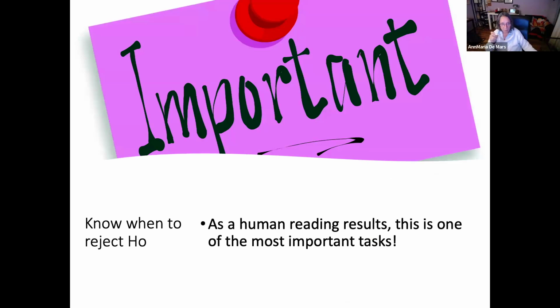Now, as a human, reading results, a lot of things can be done by a computer these days. We will look later at how to do, say, a t-test using Excel or how to do a z-test using Excel. But one of the most important things for you is knowing when to reject the null hypothesis. That will be in another video. Coming up, look forward to it.